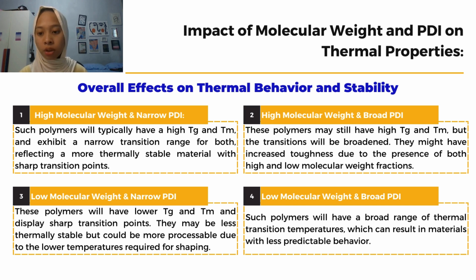And third, low molecular weight and narrow PDI. These polymers will have lower Tg and Tm and display sharp transition points. They may be less thermally stable, but could be more processable due to the lower temperature required for shaping. And for low molecular weight and broad PDI, such polymers will have a broad range of thermal transition temperatures, which can result in material with less predictable behavior.